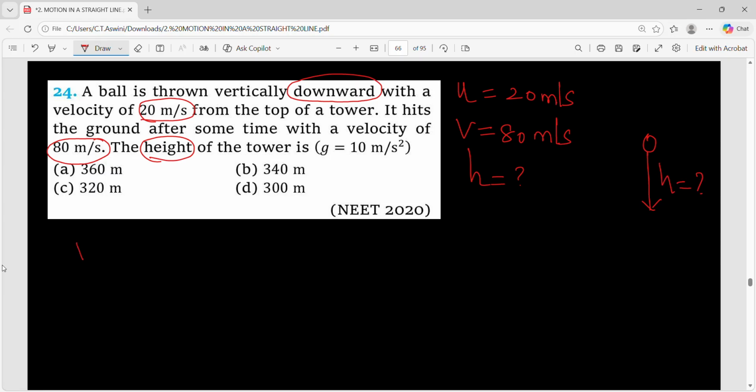So what shall we do? Use the equations of motion. v square minus u square is equal to 2as. Now apply the sign convention. The body is moving down, so the final velocity is negative. So minus v square. For the initial velocity, we will substitute the values.